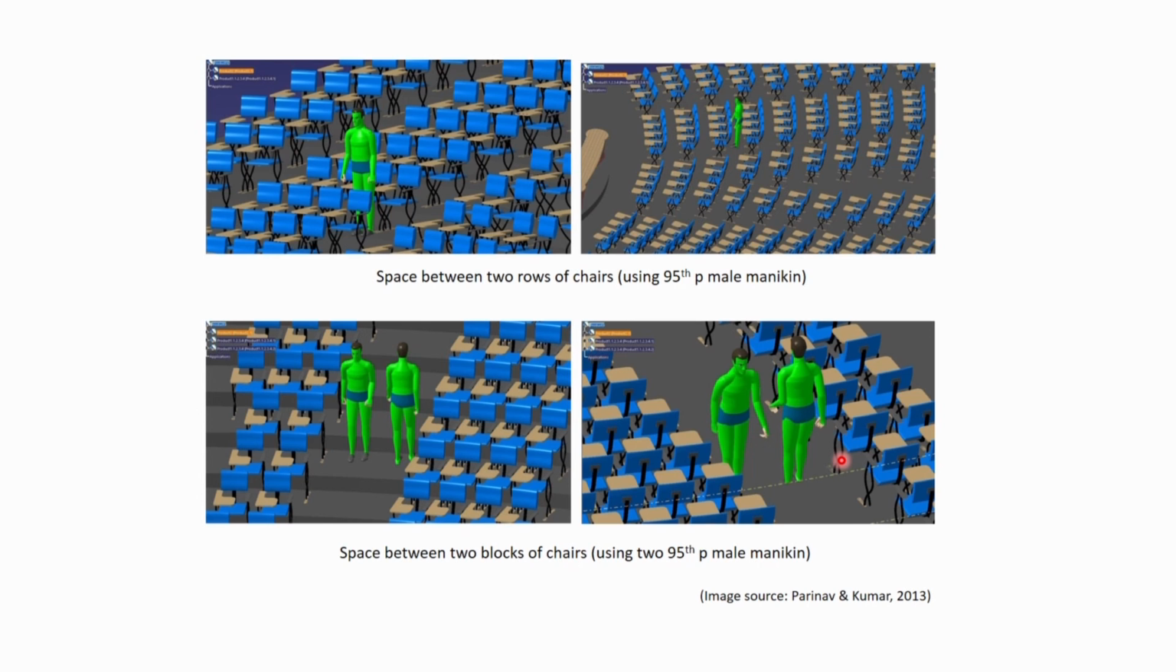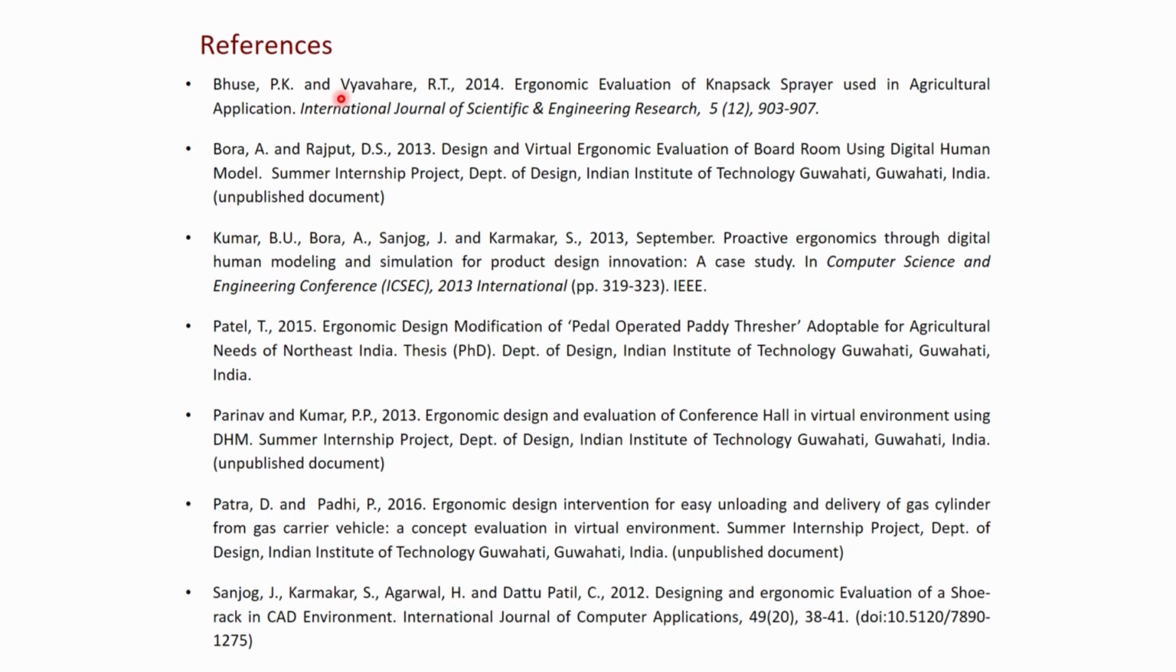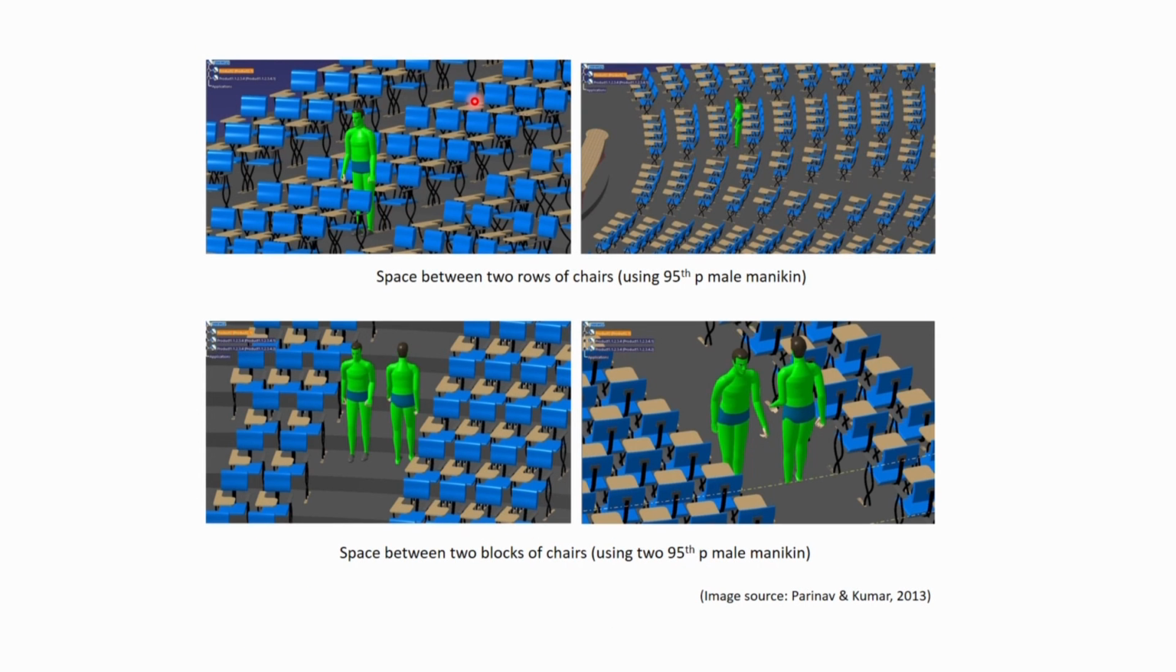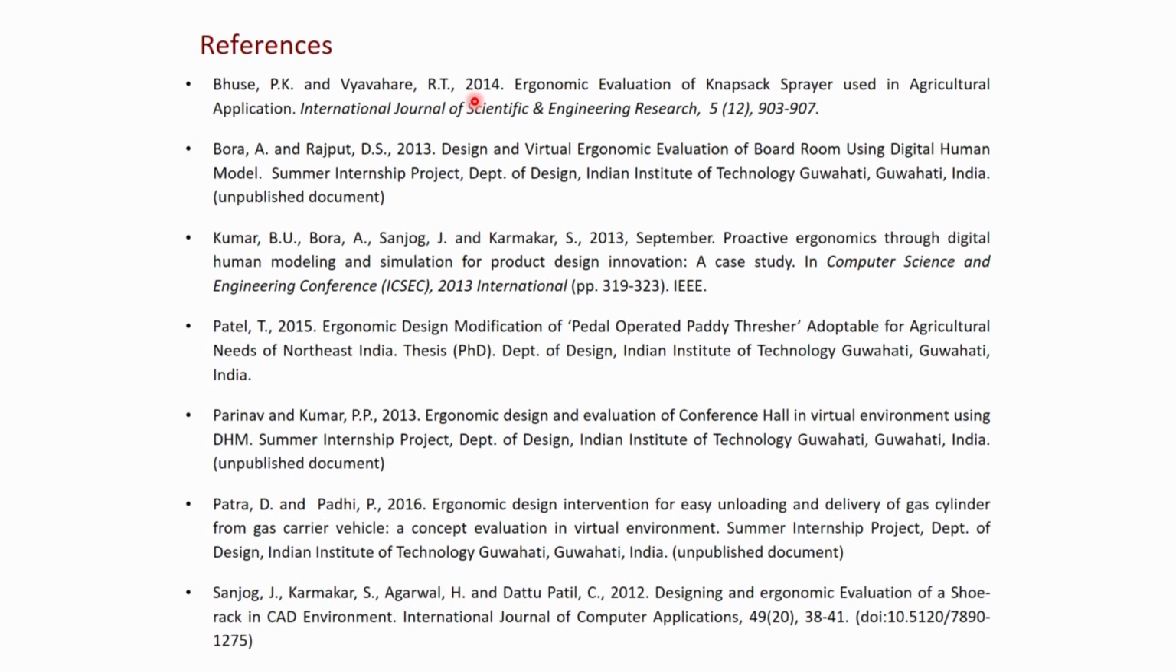In this way, various aspects of the conference hall design are evaluated by these researchers, and based on that they finalize their design concept. And these are the references. As I mentioned earlier, these last few summer internship projects are not published, and these are very small projects. We discussed them here to give some idea about how students, in their small projects, can consider and use digital human modeling software for product or workstation evaluation.